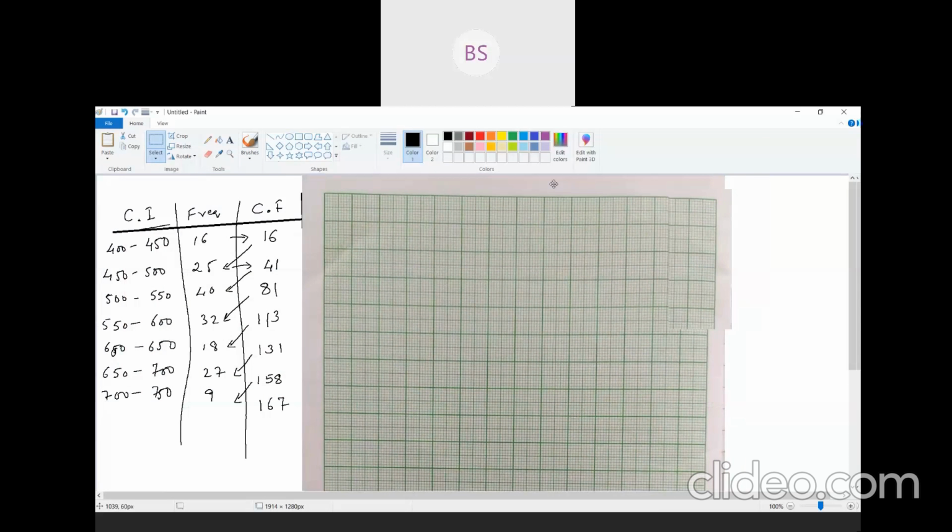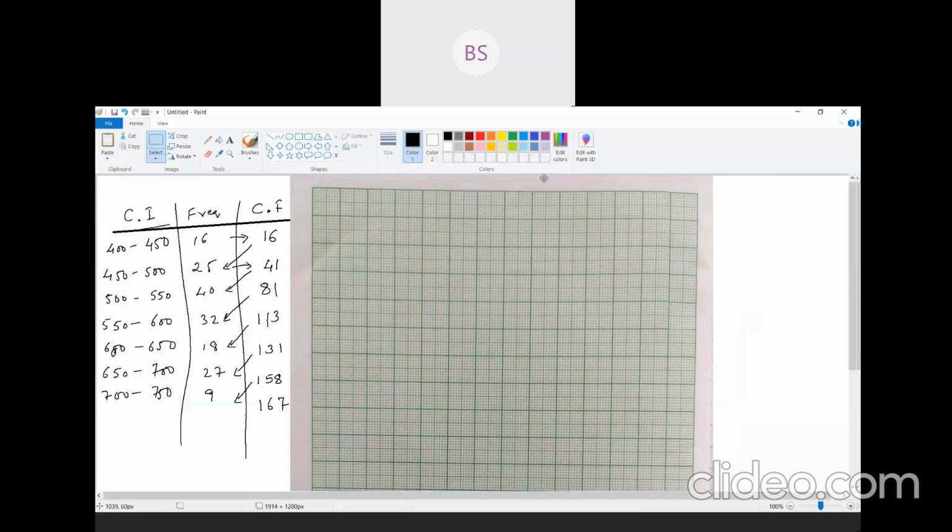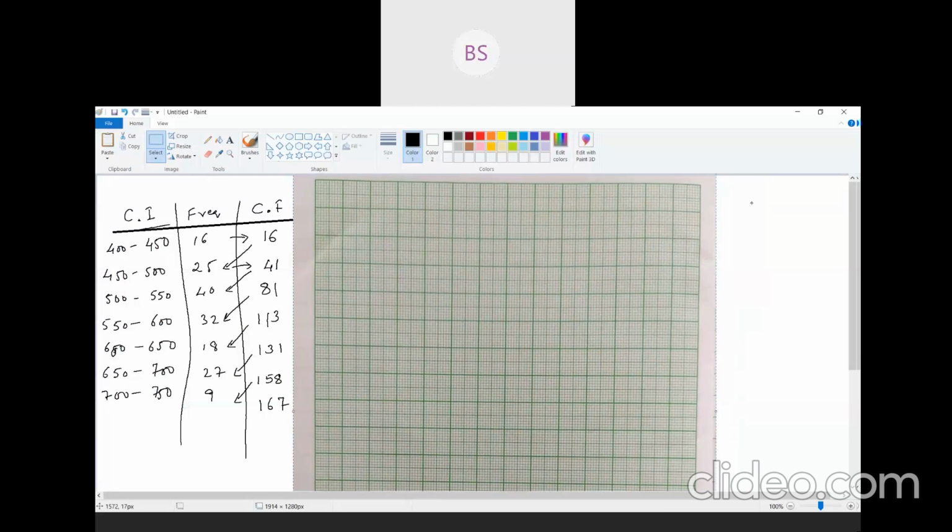Yes. So this is the graph which we have to plot. Now cumulative frequency will always be on the y-axis and class interval on the x-axis. Now here we can see the values on the x-axis. We are going to start directly from 400, so you have to show a break over here.